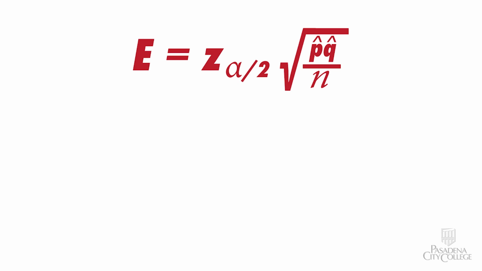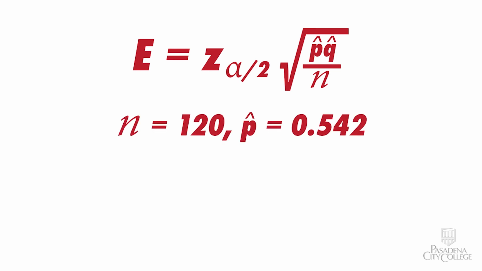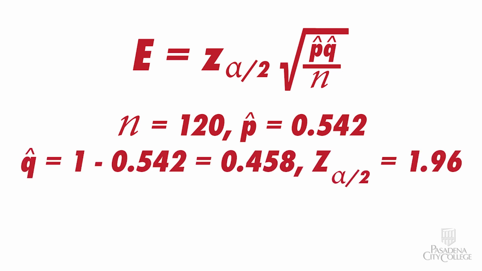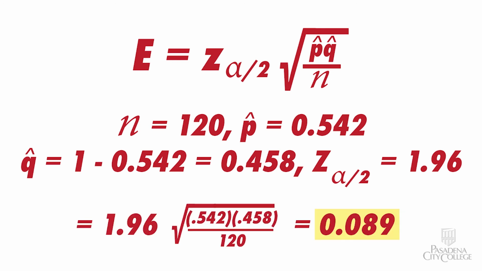In our case, we have a sample size n equal to 120. P hat, our point estimate for the population proportion, was 65 over 120, which is equal to 0.542. Q hat, which is 1 minus P hat, which is 1 minus 0.542, is equal to 0.458. Our critical value z alpha over 2 is equal to 1.96. Plugging all these numbers into our formula, we get E is equal to 0.089.